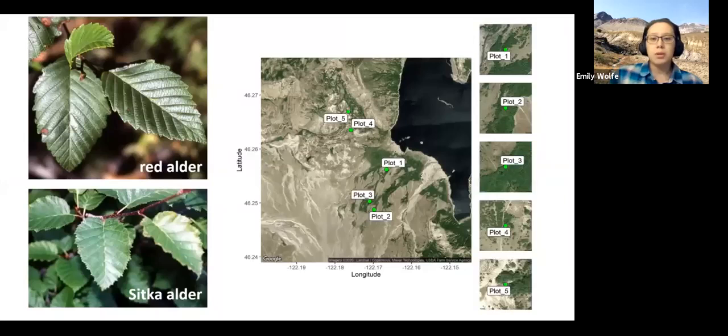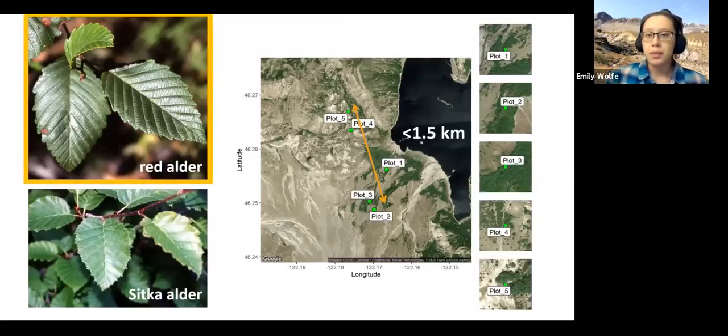So we sampled sympatric red and Sitka alder within 5 plots along a 1.5 kilometer transect. As transects go, this is pretty small scale. So we're looking at variation over a small distance compared to other studies. Sitka alder is dominant on the pumice plain, and also on the surrounding ridges, so up here you can kind of see that. And also in the blowdown zone, and the limiting factor in the plot establishment was the presence of red alder, at least at the time of this collection.